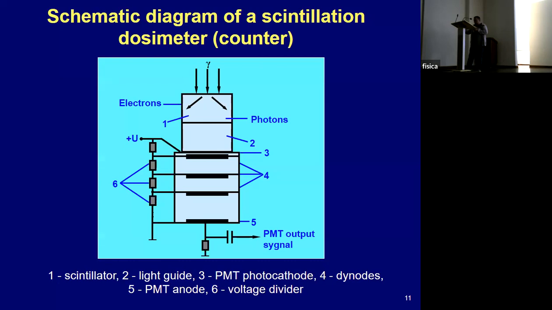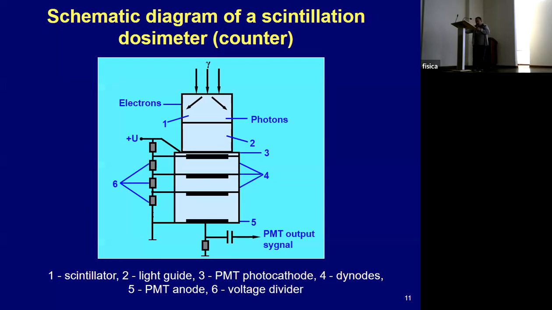When gamma radiation interacts with the substance of the scintillator, electrons are formed, which are absorbed in the scintillator and create flashes of light, or scintillations. Scintillation is a short-term, 10 to the minus 9 to 10 to the minus 4 seconds, light flash that occurs in a substance under the action of ionizing radiation. The light is directed through a light guide to the photocathode of the photoelectric multiplier, PMT.